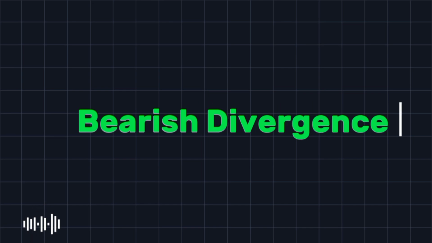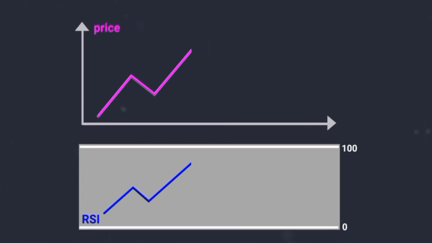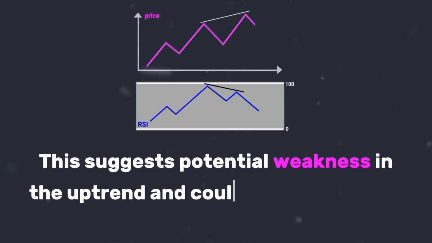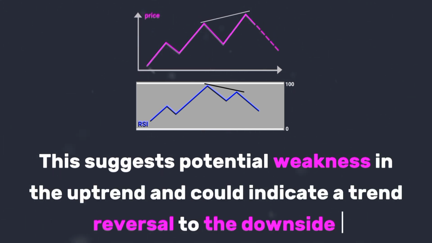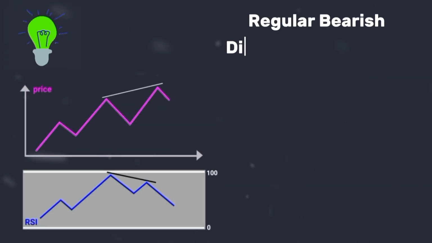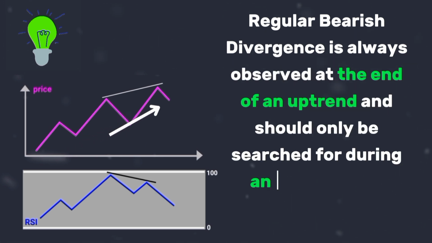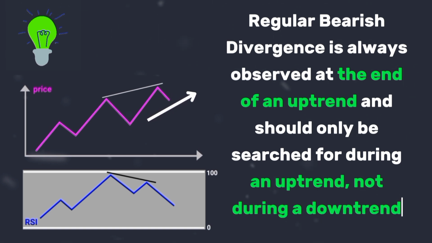Bearish divergence. It occurs when the price is making higher highs, but the RSI is making lower highs. This suggests potential weakness in the uptrend and could indicate a trend reversal to the downside. Note: regular bearish divergence is always observed at the end of an uptrend and should only be searched for during an uptrend, not during a downtrend.